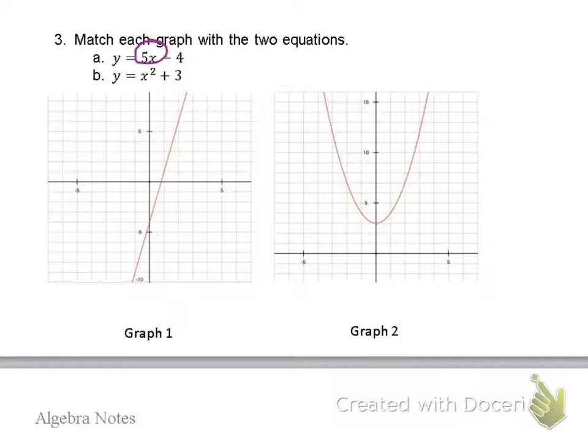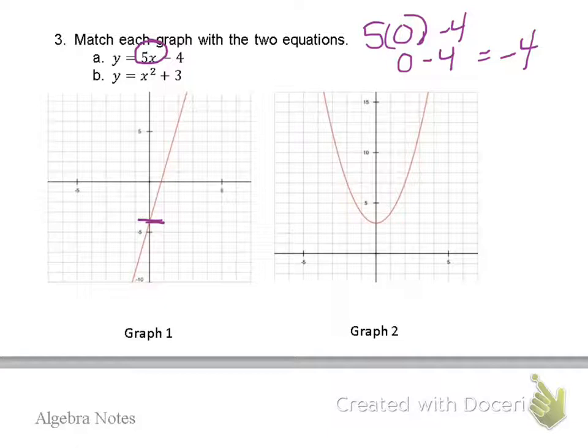But just to be sure, why don't we plug in a couple of points? So we'll try (0, -4), which is one of the points on the line. So if we fill in 0 for x, we would have 5 times 0 minus 4, which would be 0 minus 4, which equals -4. So that is correct for that point.